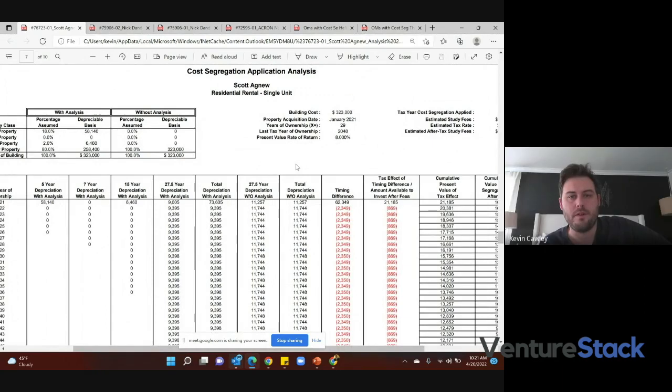Sure. So he purchased for $323,000. If he just did straight line depreciation, here's what happens. Every year, so total depreciation without analysis, he'll get an $11,744 write-off.